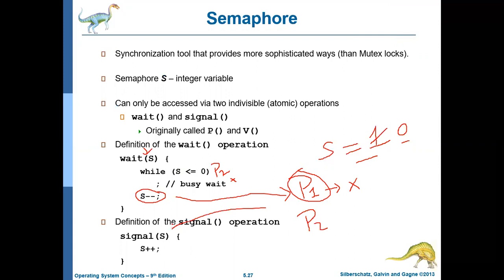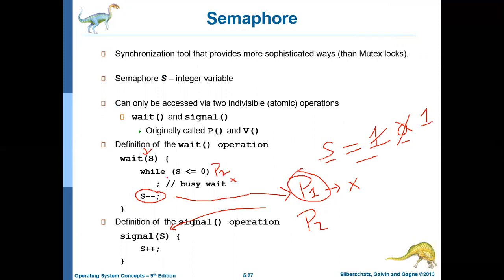P1 will call this particular function signal of S. S is a shared variable which is shared by both P1 and P2. Now, what is S's value? 0. So what does it do? S plus plus. It will increment S by 1. Once it is incremented, it means that P1 has released the resource. P1 is no more using that resource.